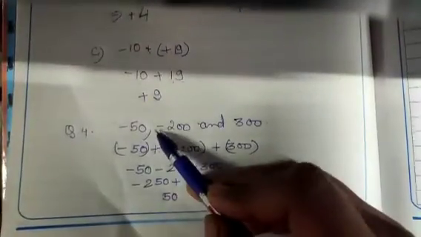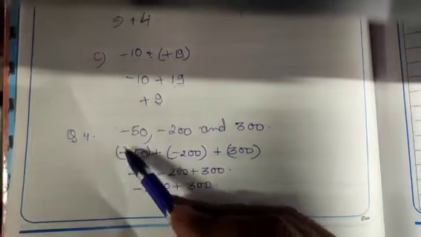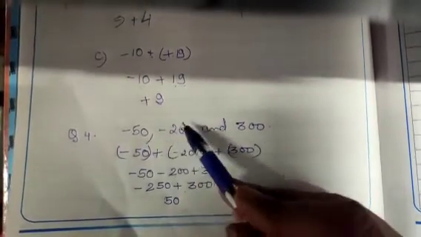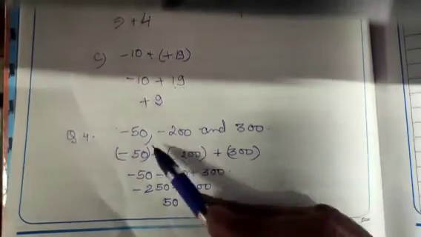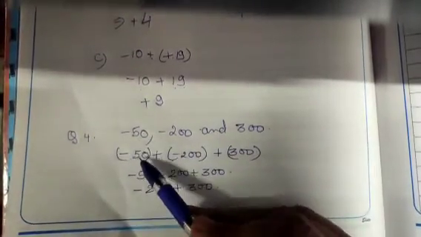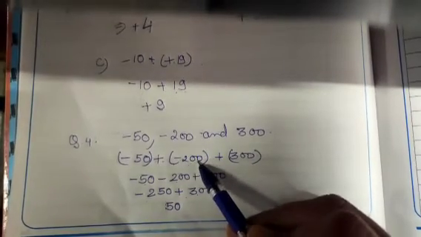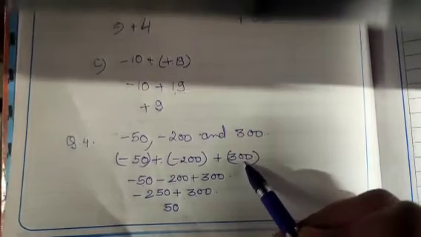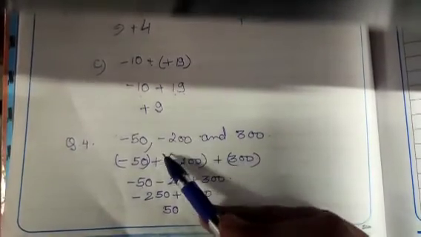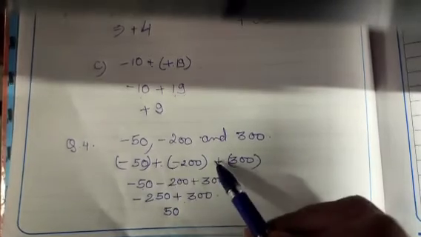Now question number 4, find the sum of, see D part, minus 50, minus 200 and 300. How can we solve this? First we write like this: minus 50, then plus, then minus 200 in bracket, then plus, and then 300 in bracket. We add them, that's why we put the plus sign in between the numbers.